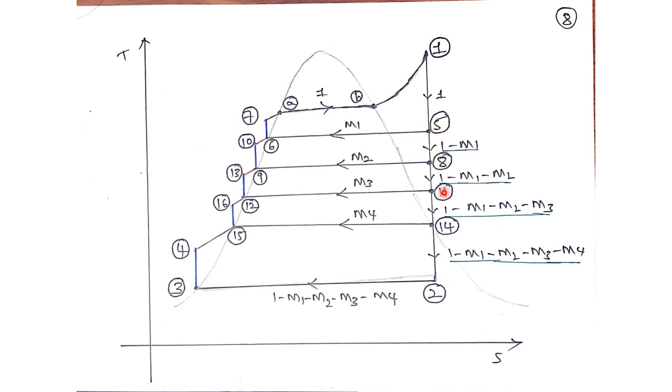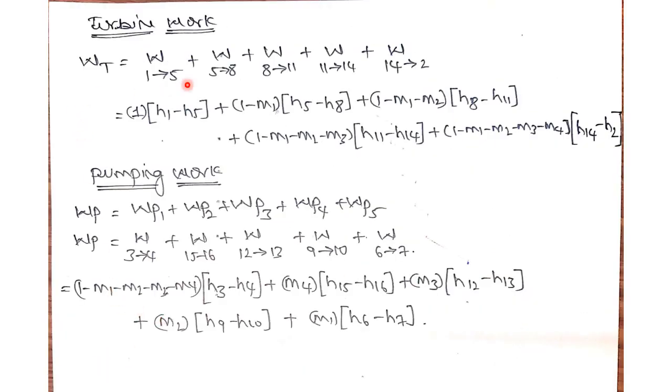Similarly, for W8 to 11. Okay, W8 to 11. Mass flow rate into enthalpy difference. What is the mass flow rate? 1 minus M1 minus M2 into enthalpy difference. You are calculating work, so it is initial minus final. So it is H8 minus H11. So totally it is (1 minus M1 minus M2) into (H8 minus H11). So similarly you can calculate for 11 to 14 and 14 to 2. And that is what is written here. Okay, the same thing is being written here, mass flow rate into enthalpy difference.